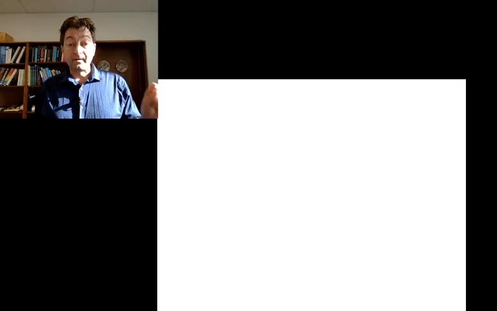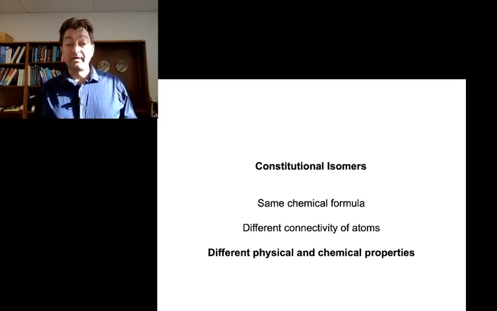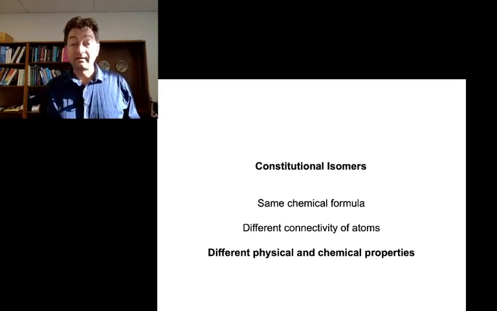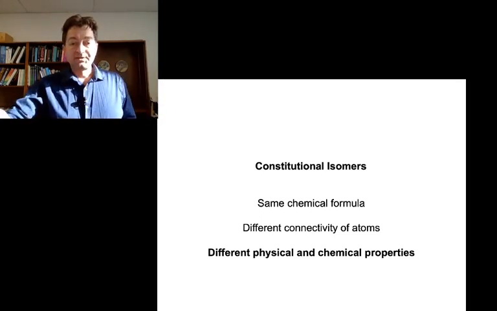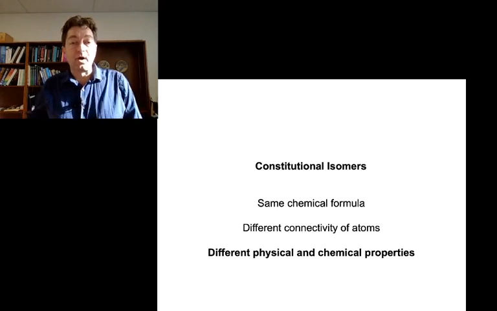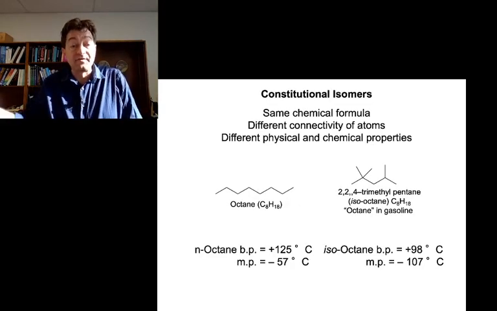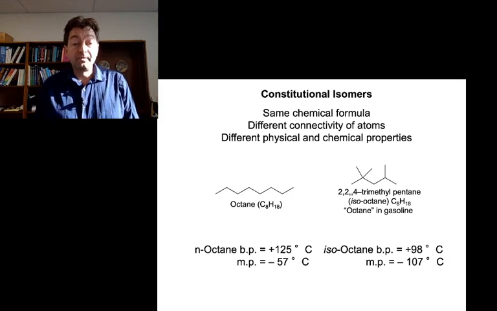Okay, so the next thing we'll take a look at, now that we've talked a little bit about constitutional isomers and their structures, is the chemical and physical properties of them. So the constitutional isomers that have different connectivity of atoms, as you might expect, will have different physical and chemical properties. And one of the physical properties in particular that we might take a look at would be things like boiling points and melting points.